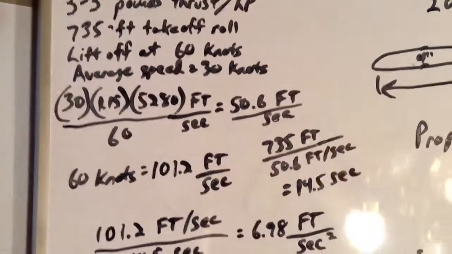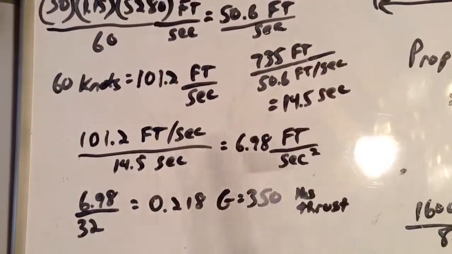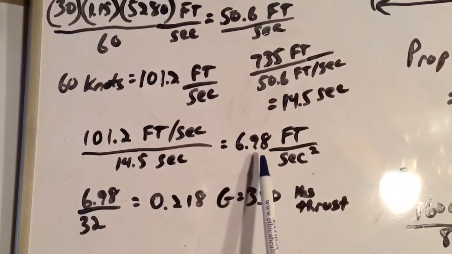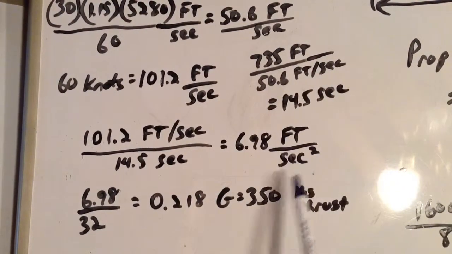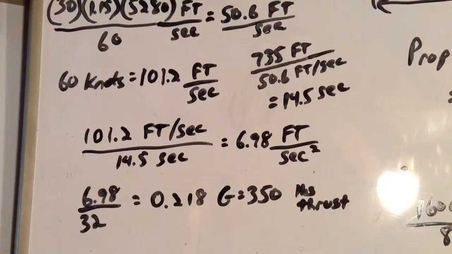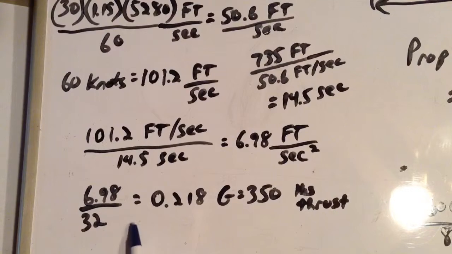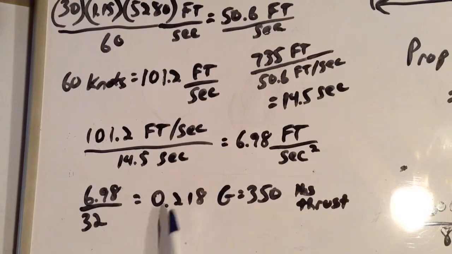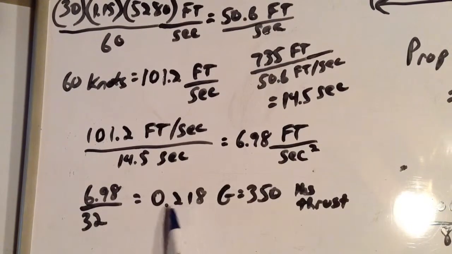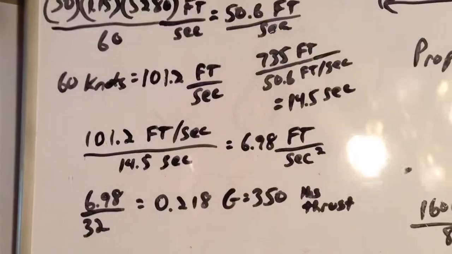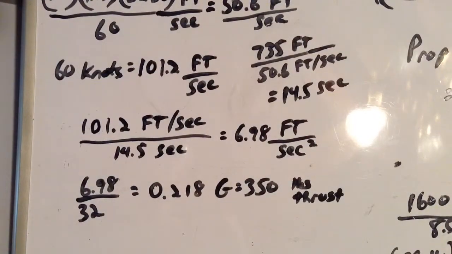So 101.2 feet per second divided by 14.5 seconds is 6.98 feet per second squared, and that's 0.218 G's because 32 feet per second squared is what 1 G is. So the airplane weighs 1,600 pounds, so 0.218 times 1,600 equals 350 pounds of thrust that we average taking off. So that assumption of 500 pounds of static thrust probably wasn't all that erroneous.